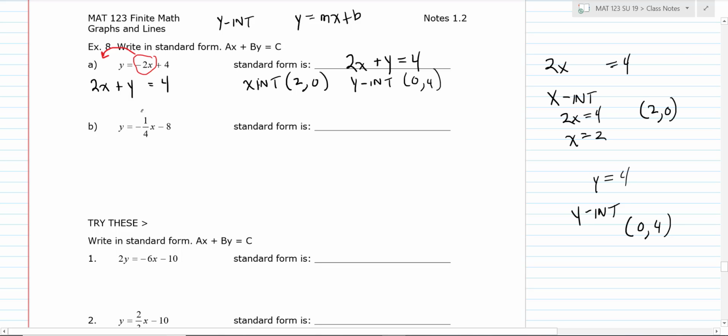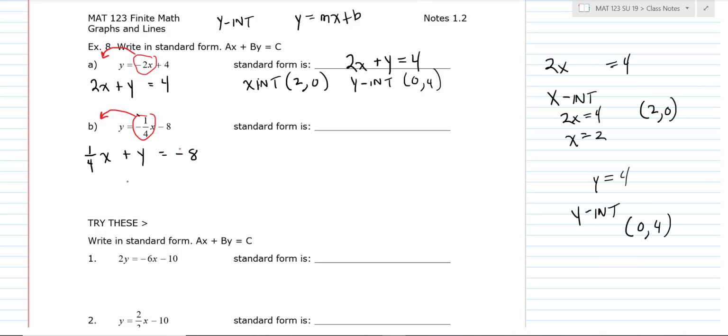All right, the next one's a little bit harder. You've got a fraction, but still it's the same thing. What we're going to do is move this over here. We want all the x's and y's on the left side. We like the number in front of x to be positive. So that would be 1/4 x plus the y that's already there equals negative 8.